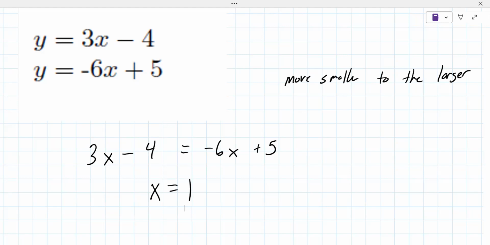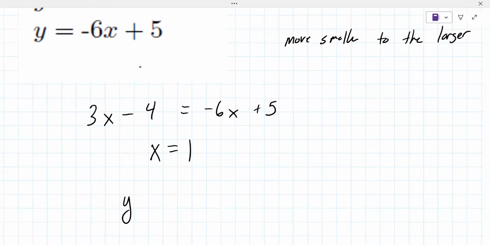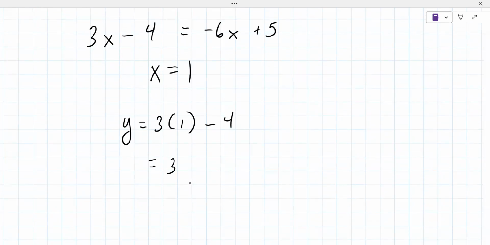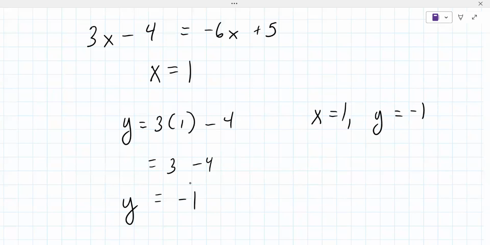It equals 1. Y equals 1? Which equation did you use? The first one or the second one? First one. Okay, so we got y equals 3 times x, so 3 times 1 minus 4. 3 times 1 is 3, minus 4 is -1. So we got x equals 1 and y equals -1.